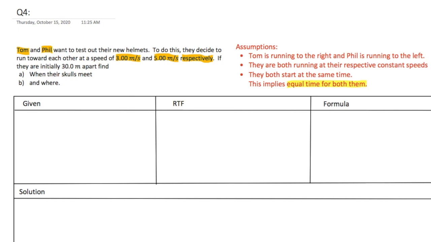And the reason why is if they started at different times, there are actually an unlimited number of solutions to this problem. So they could meet pretty much anywhere in that space between them if we don't assume that they both start at the same time.